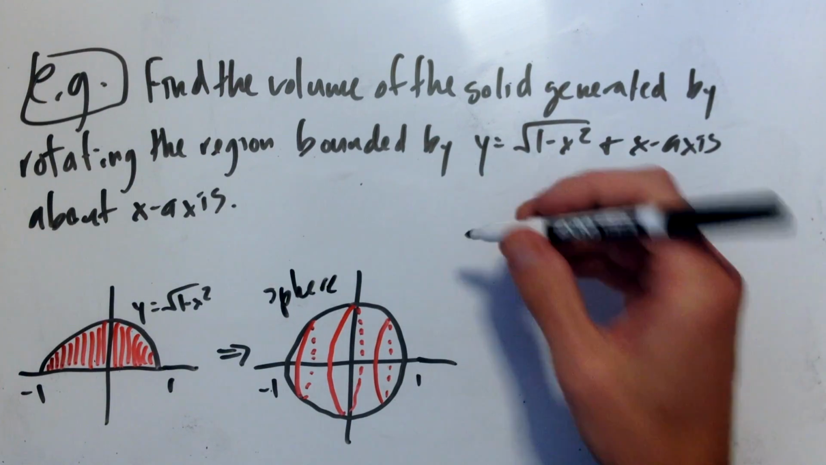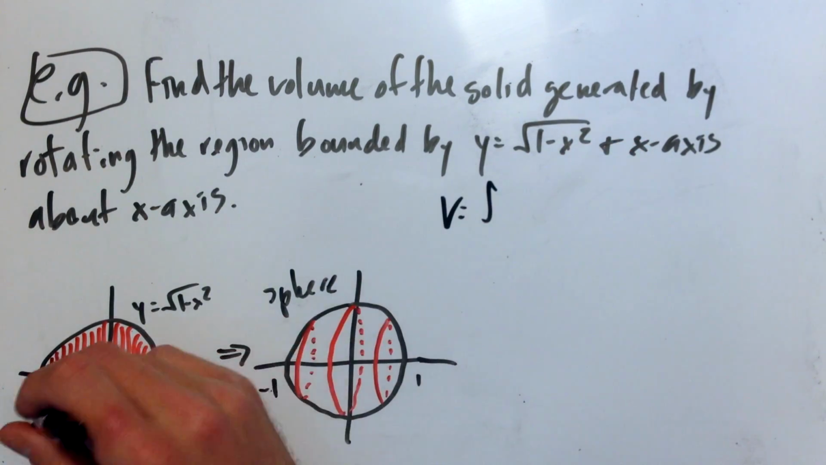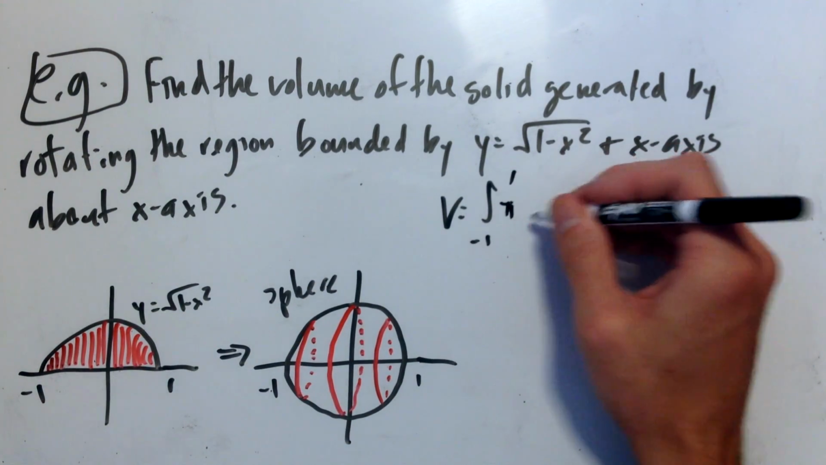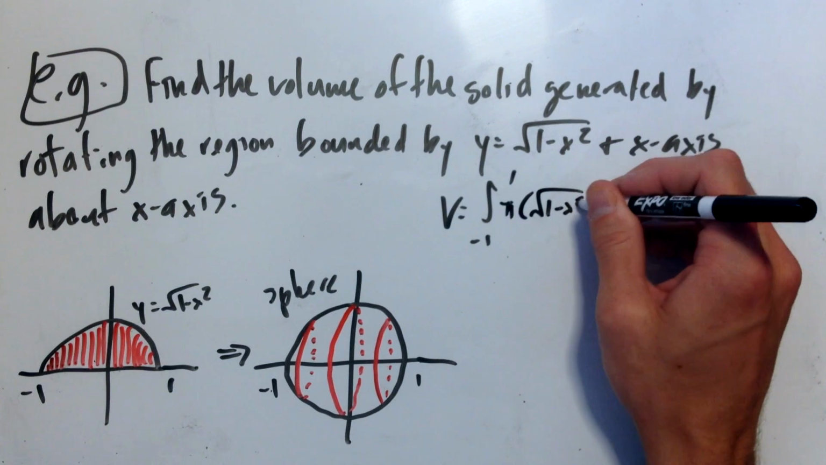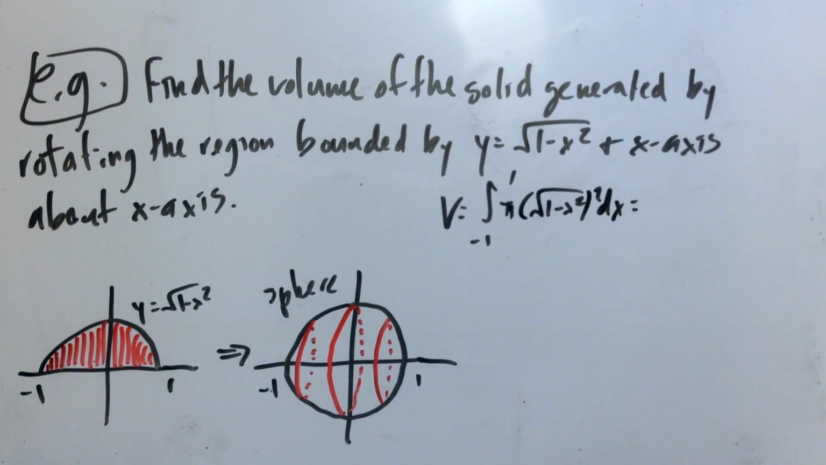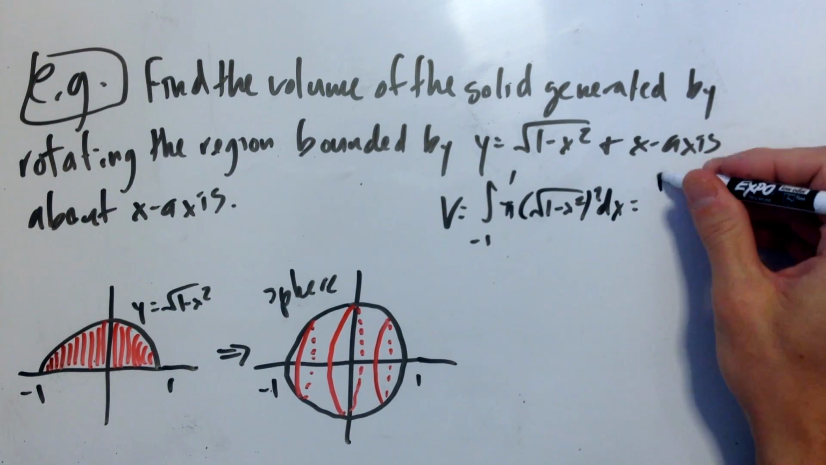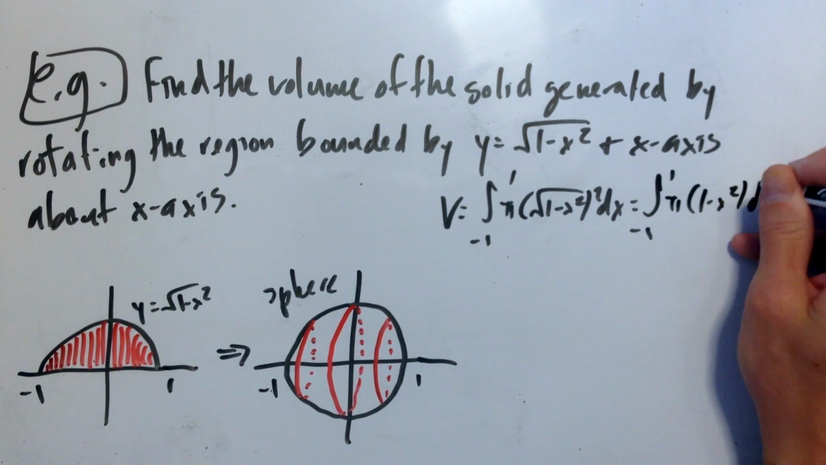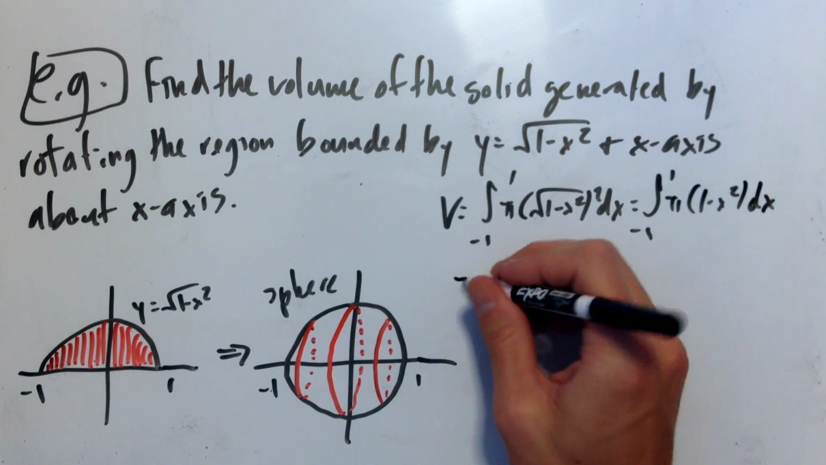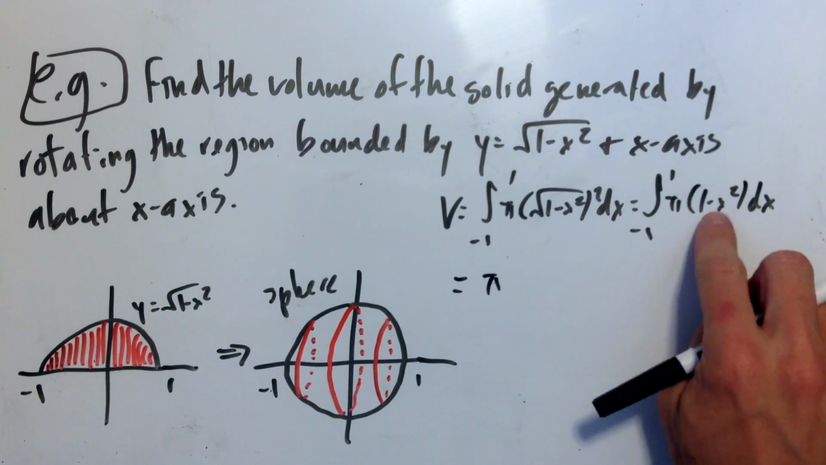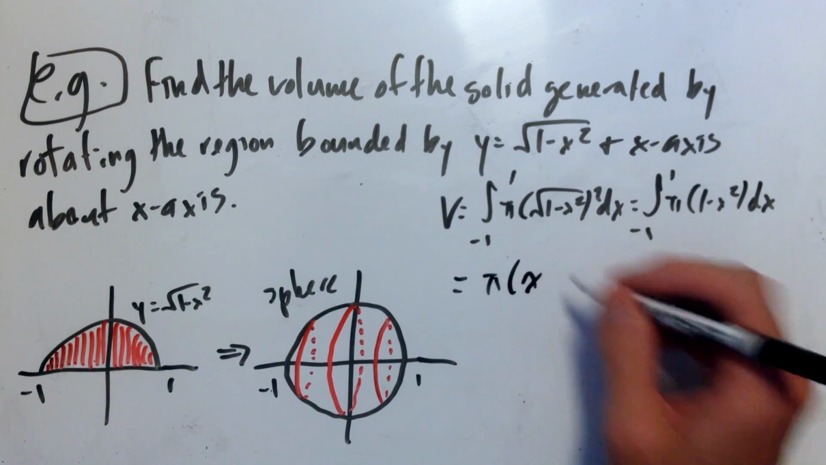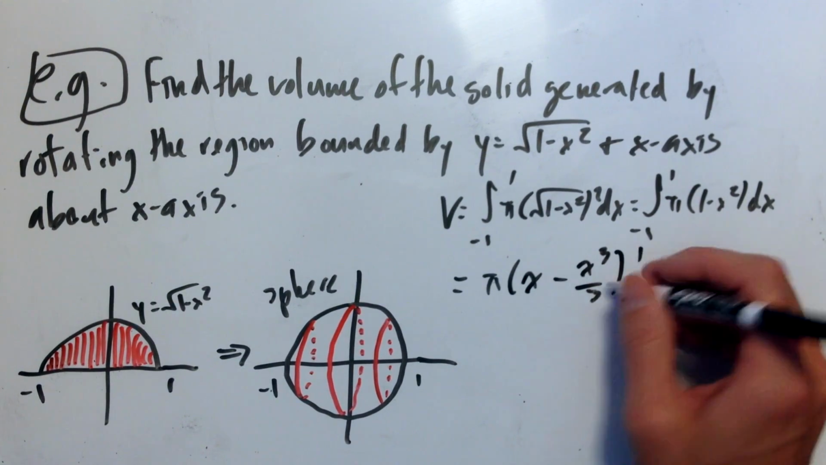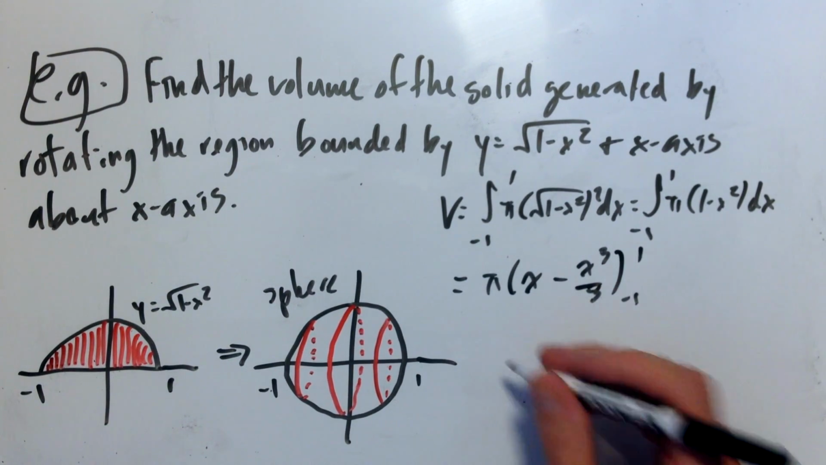Cool. So the volume here is going to be the integral from -1 to 1, the leftmost point to the rightmost point, of pi times the square root of 1 minus x squared, squared, dx. And when I square the square root, I get the integral from -1 to 1 of pi times 1 minus x squared dx. Cool. I can leave the pi there. The integral of 1 is x. The integral of x squared is x cubed over 3, and this goes from -1 to 1.